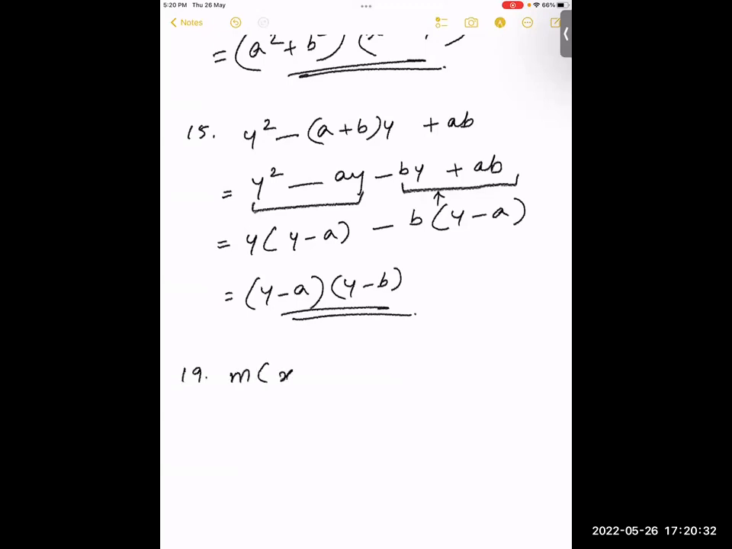m into (x minus 3y) the whole square plus n into (3y minus x) plus 5x minus 15y. This is very easy. I want all of you to observe properly. This is a little bit of readjustment, taking negative out, taking something out. That is all. Just be careful. Just look carefully and then do it.